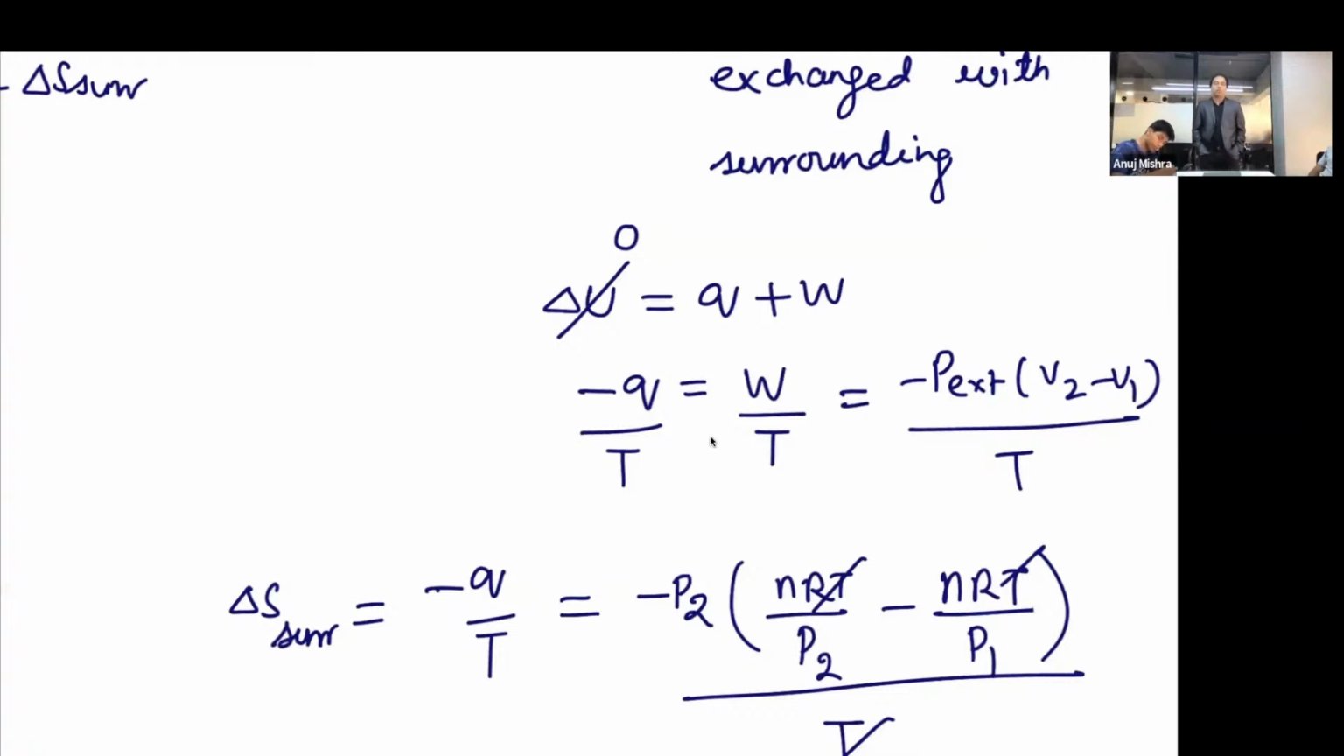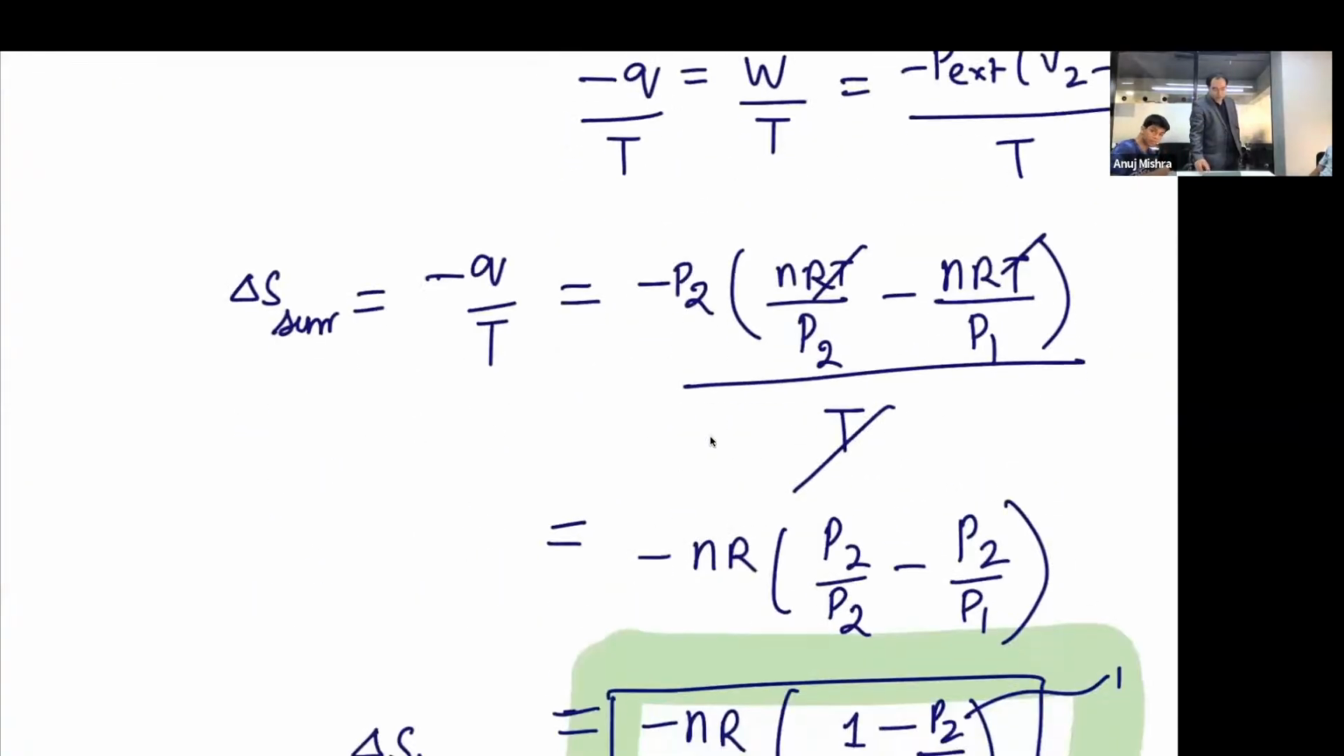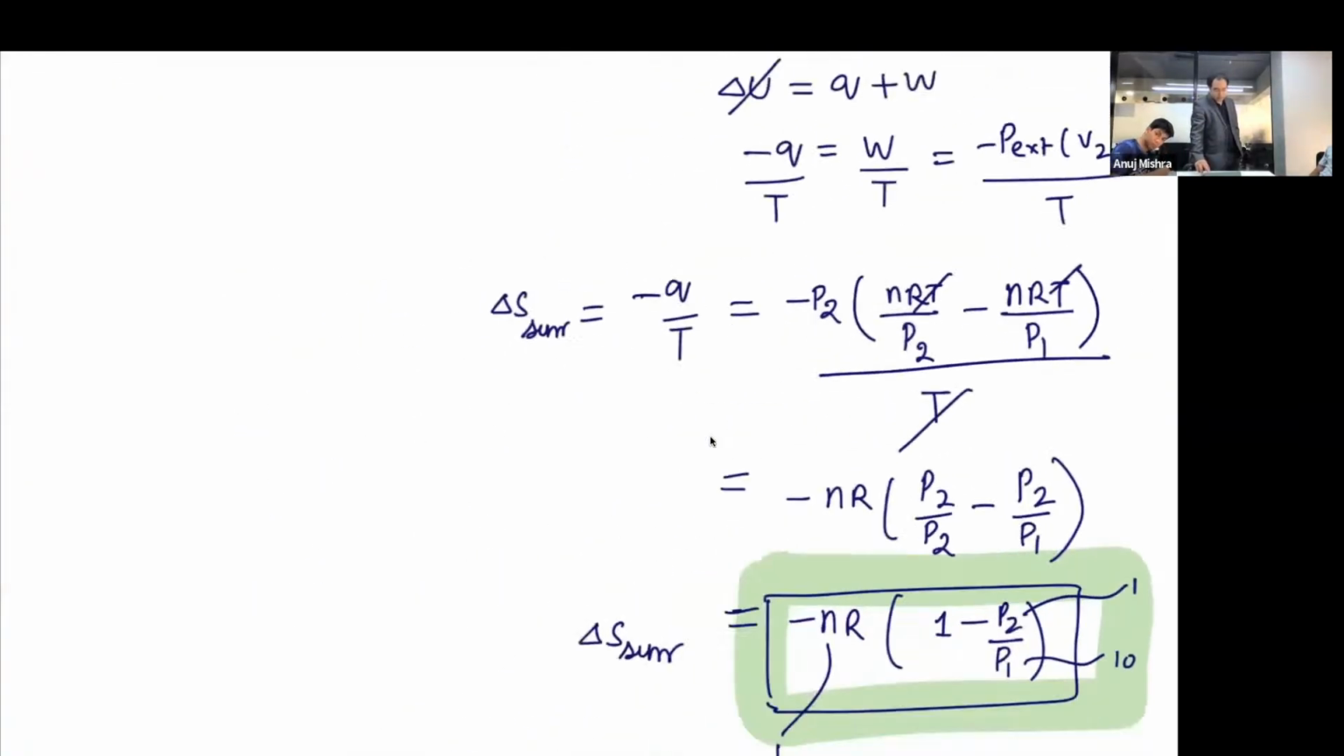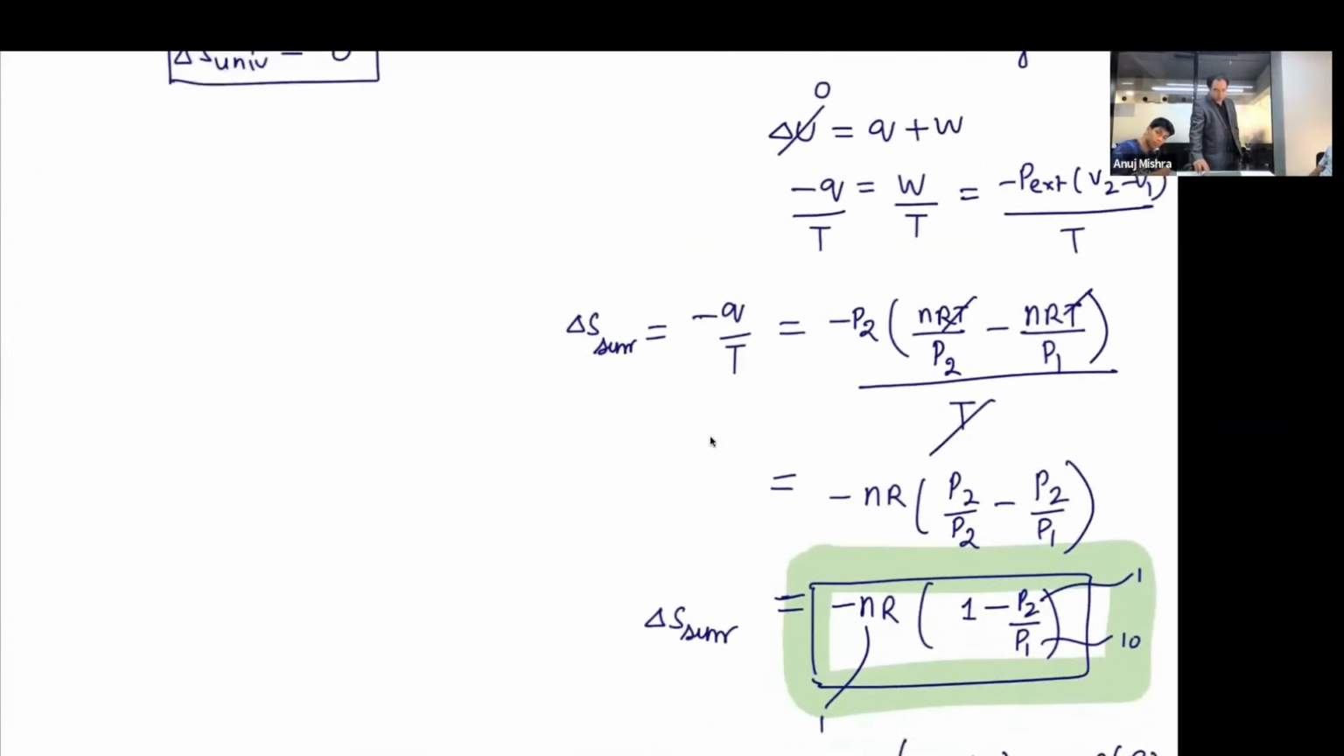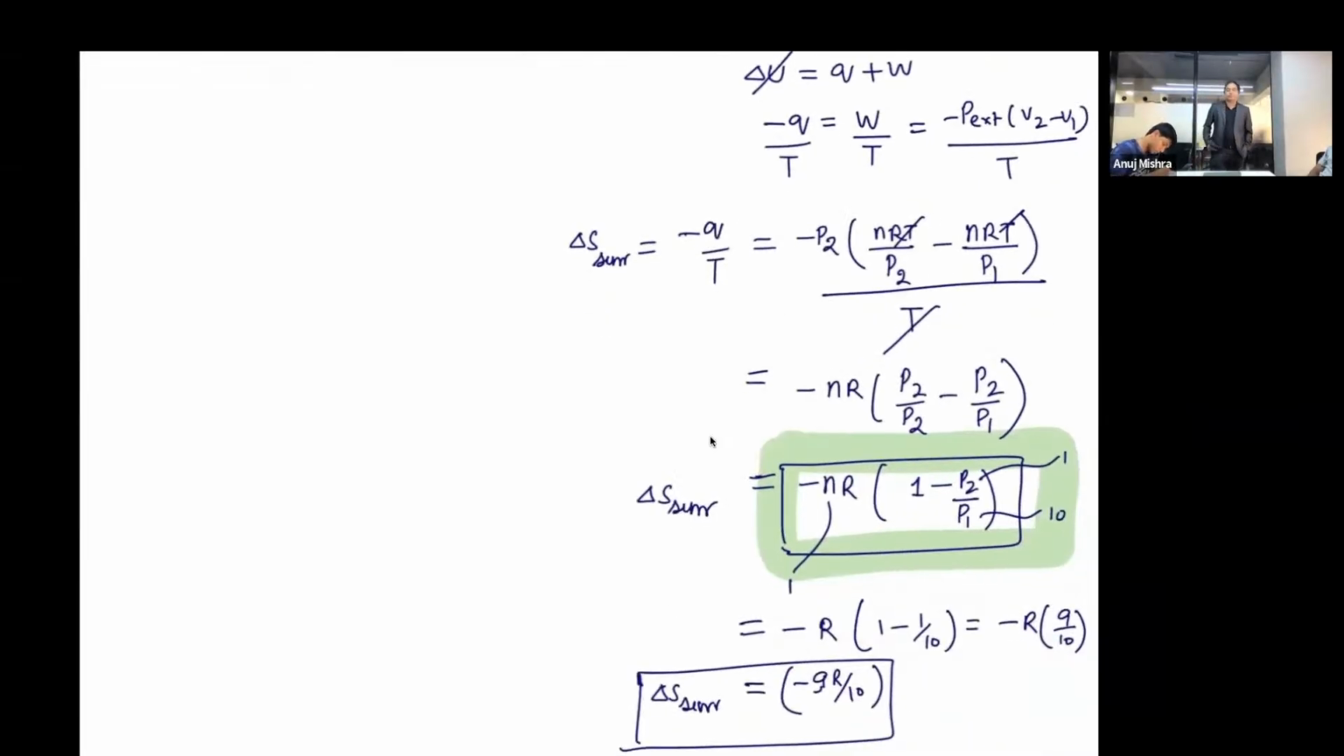Try to simplify the whole thing. P2 is 1. So P2 upon P2 is 1. Minus P2 upon P1 is 1 by 10. So 1 minus 1 by 10 is 9 by 10. R is the 9 by 10 R. Check करके देखो सारी values. This number, if you solve, you should get this, which is this, which is this. Please confirm.